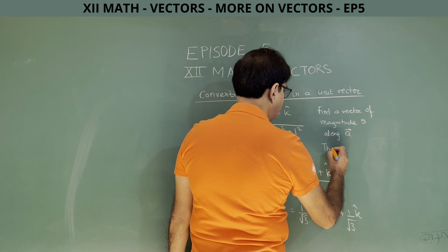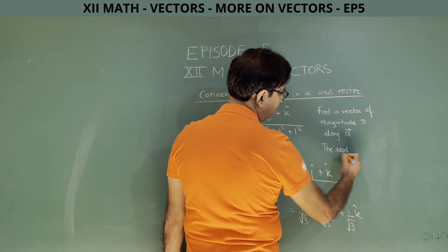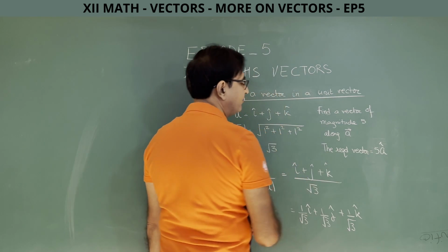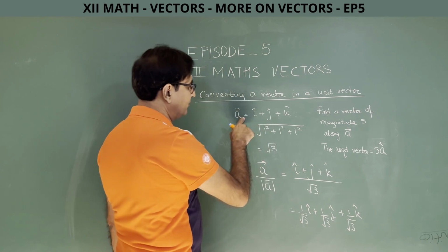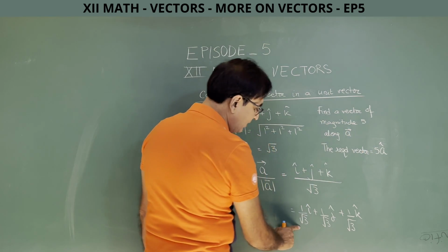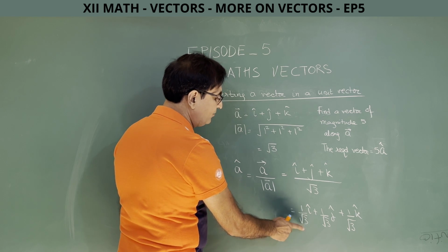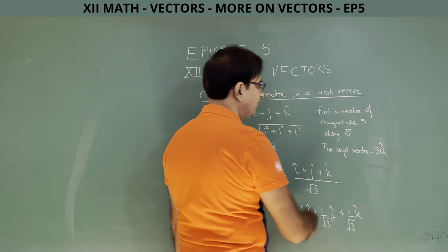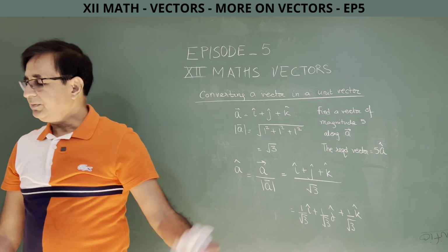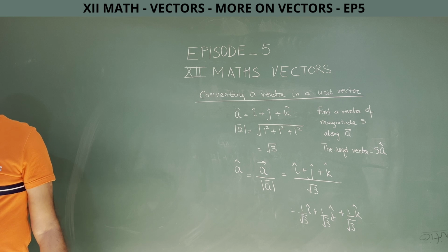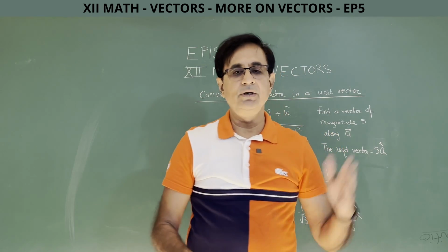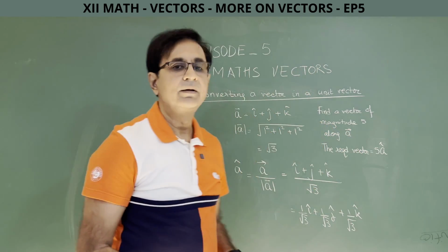So, what will be the required vector now? Let me write down the required vector in a shortcut form. The required vector will be 5 times A cap. Convert the vector into a unit vector, then multiply it by 5. So, when you multiply this vector by 5, what will be your answer? 5 upon root 3 i cap plus 5 by root 3 j cap plus 5 by root 3 k cap. We will be doing numericals on this. This point we will take up when we are doing the numericals. Alright. So, now you know how to convert a vector into a unit vector and how to obtain a vector of a given magnitude along the direction of the given vector.